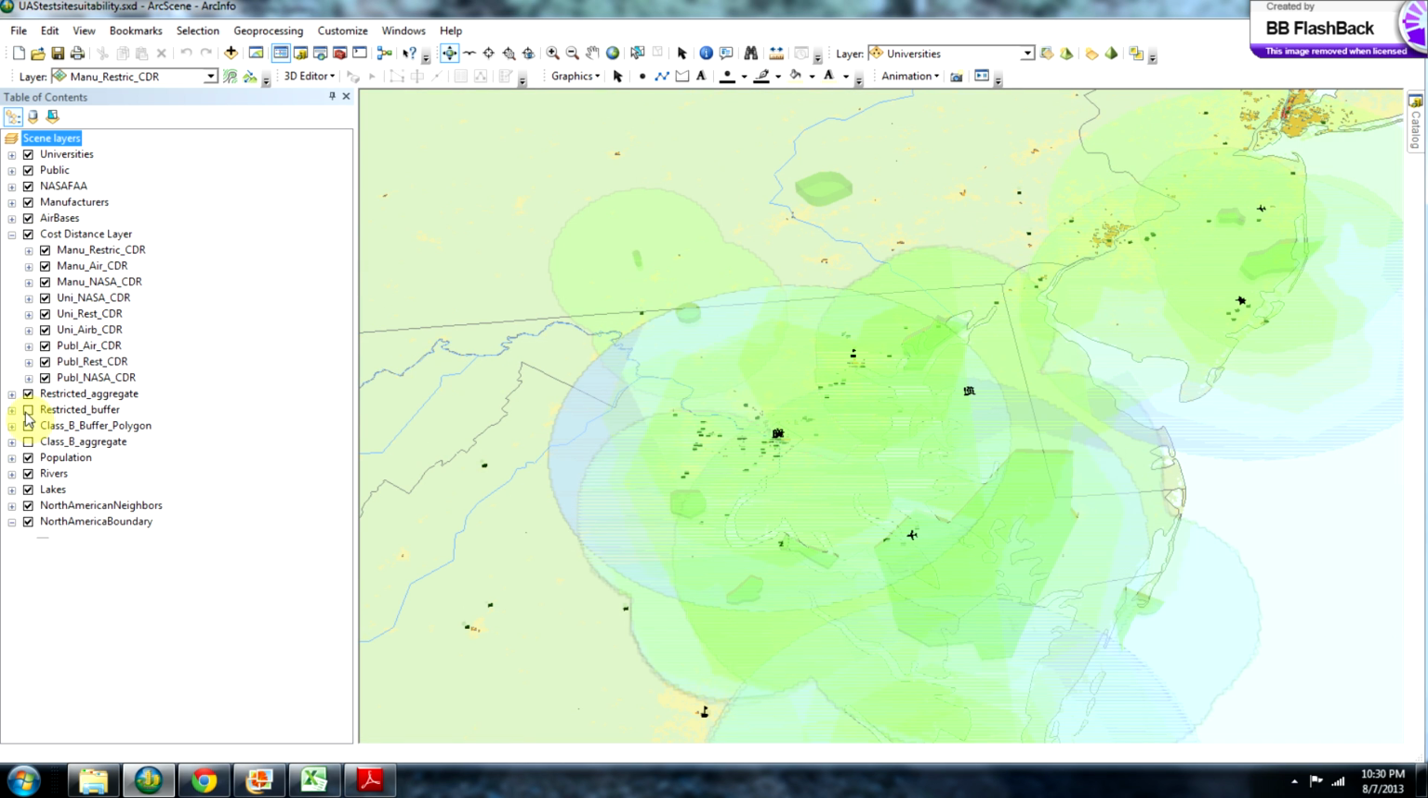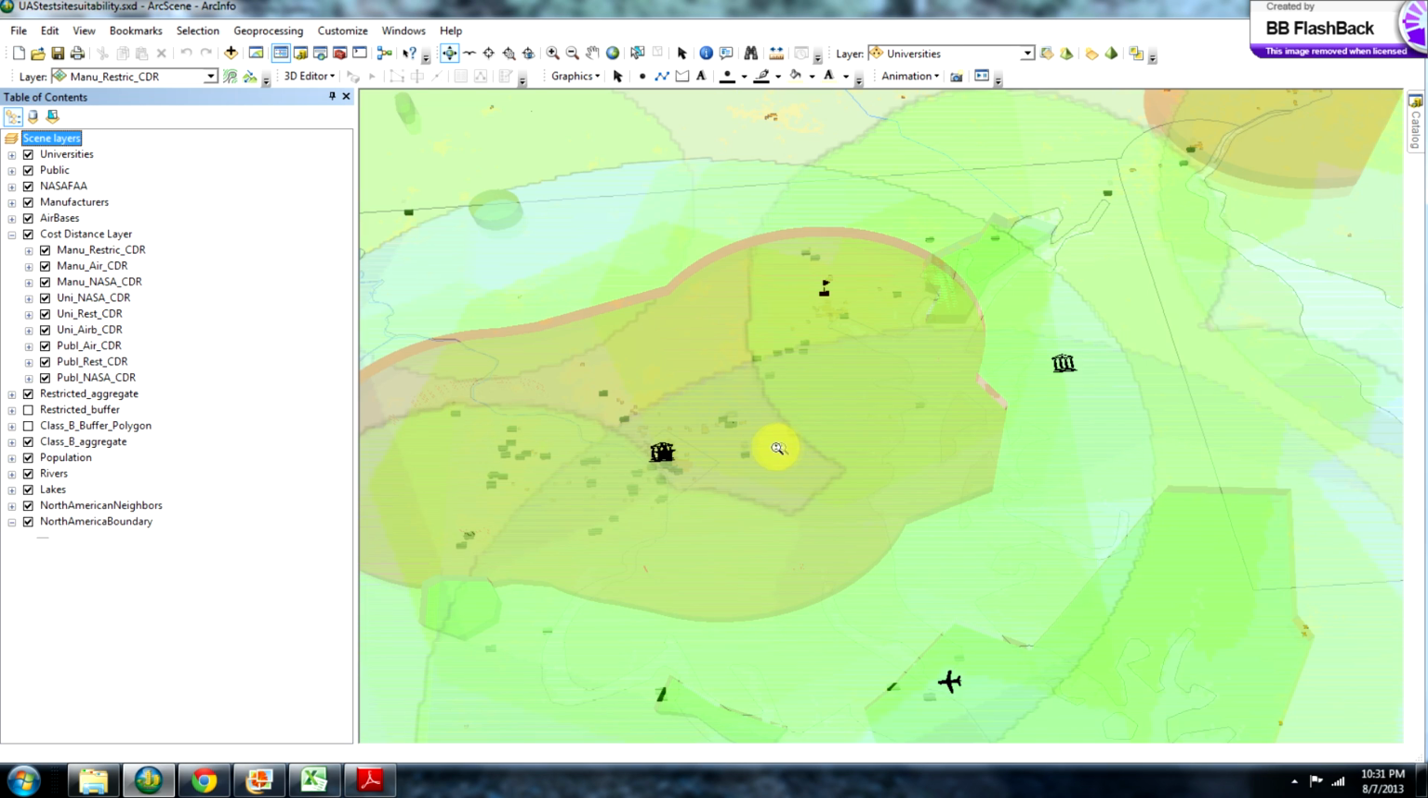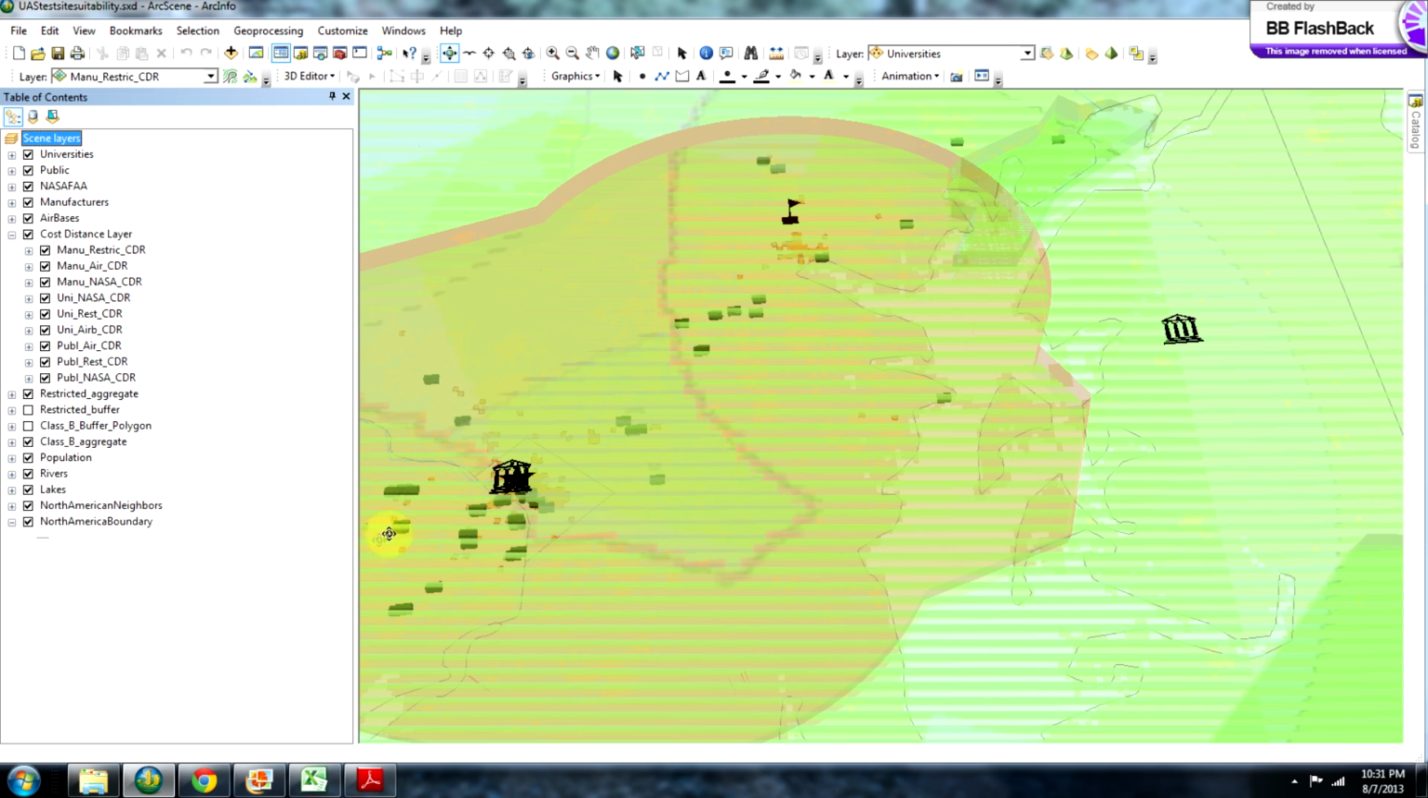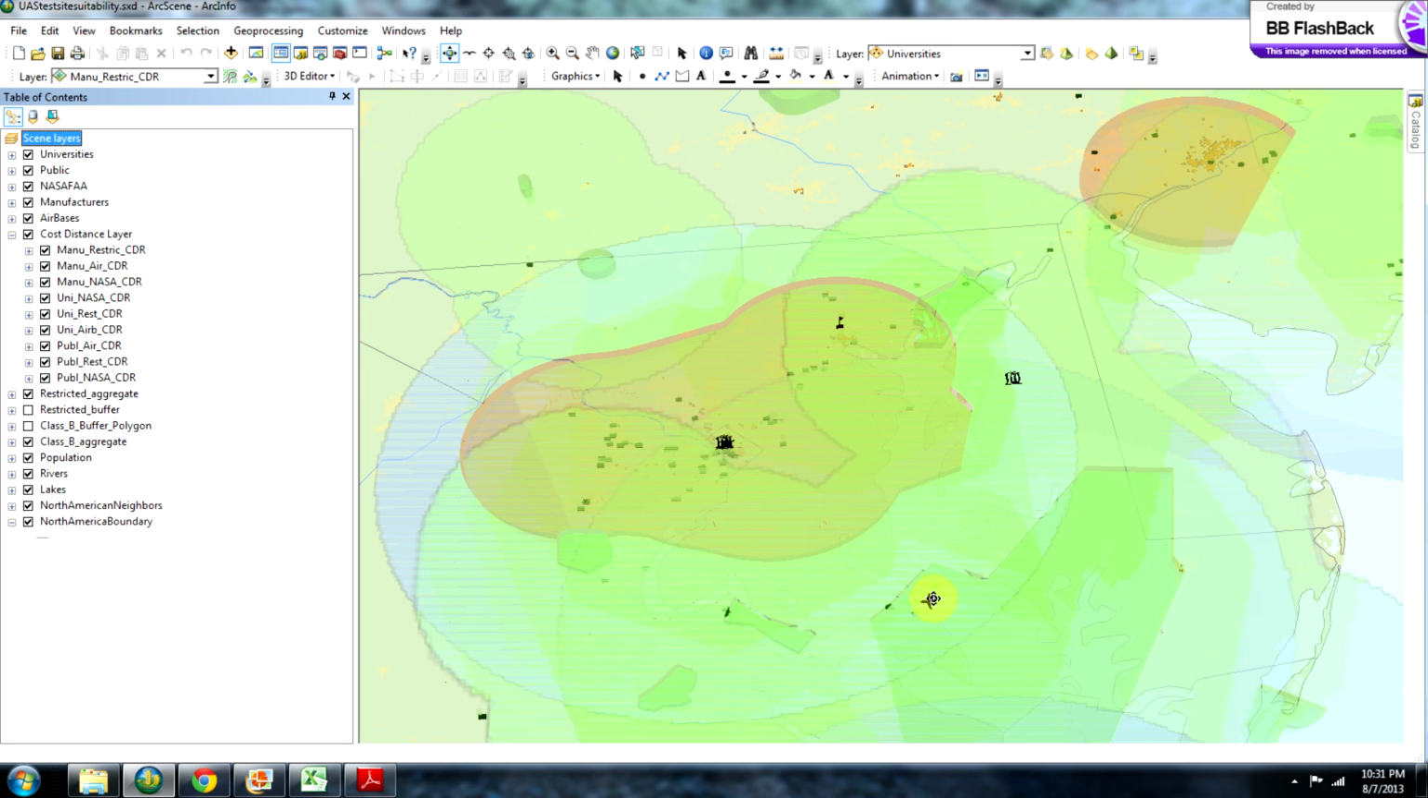Oh, I need to turn that back on, I think. Or no, sorry, the Class B airspace. So here you see where there was a lot of green, you also see a lot of red, and the President of the United States flies out of here, and there's a lot of prohibited airspace around here too. So although there's a lot of industry you can see by these buildings, this is a university here. There's public interest here. There's air bases down here.